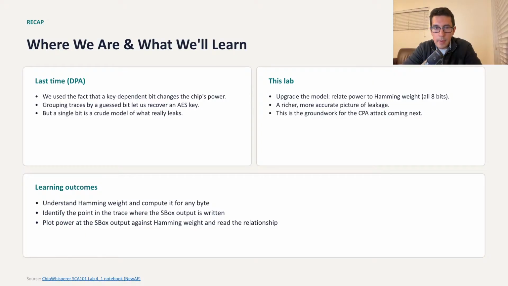In this lab, we upgrade the model and say power tracks the Hamming weight of an internal byte. So all 8 bits matter, not just one. We'll learn what Hamming weight is, where the S-box output shows up in the trace, and how to plot power versus Hamming weight so we can literally see the leak we're going to use for correlation power analysis next.